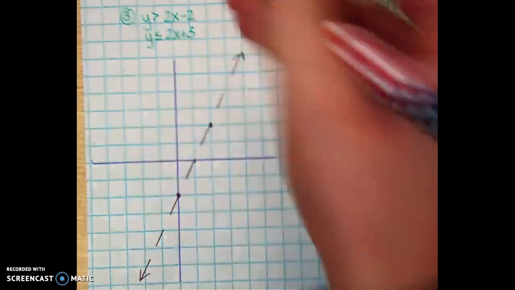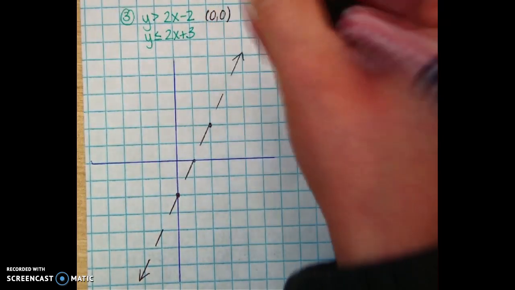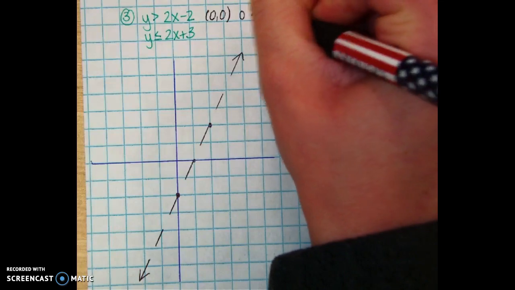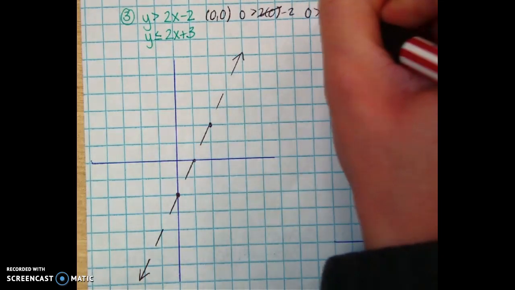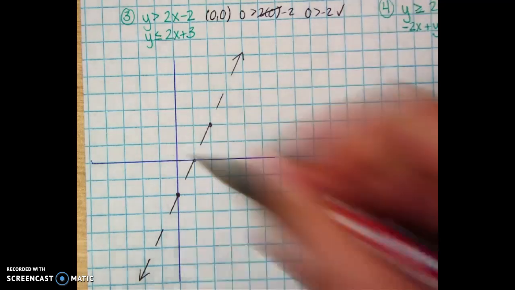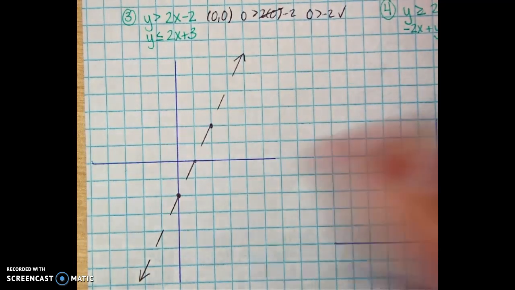Okay, I'm going to try 0, 0. That would be 0 is greater than 2 times 0 minus 2. Is 0 greater than negative 2? Yes, so I shade where 0, 0 is.